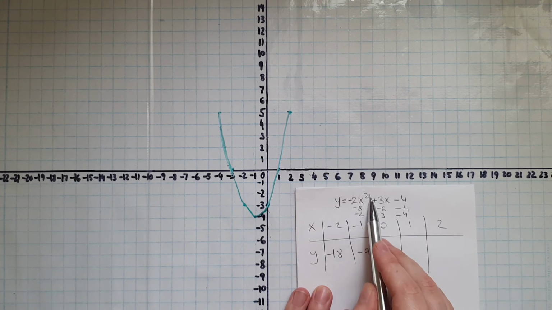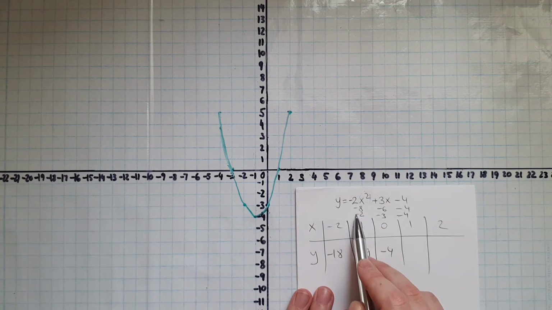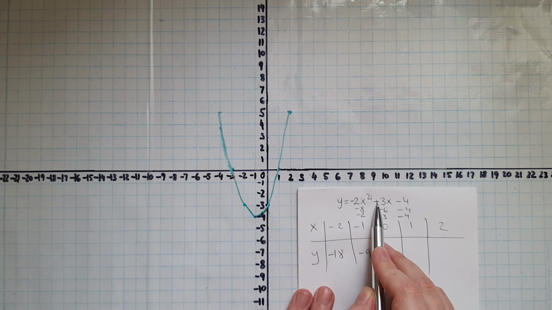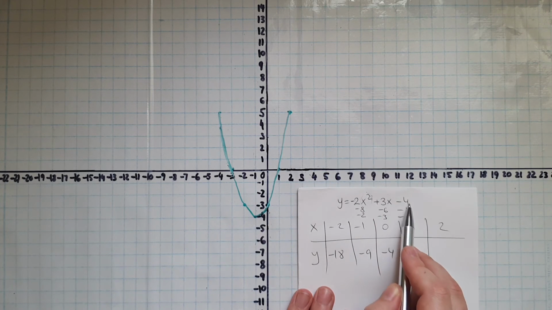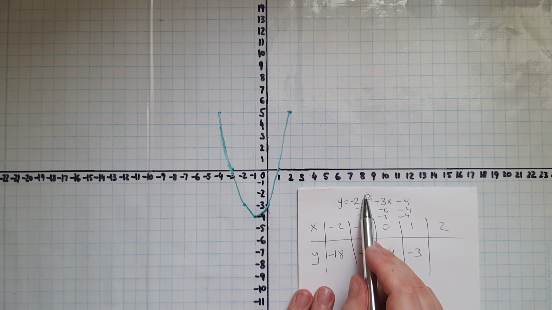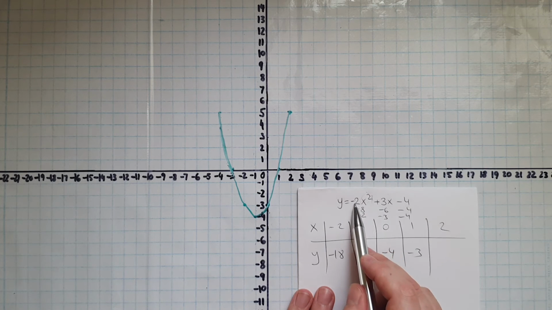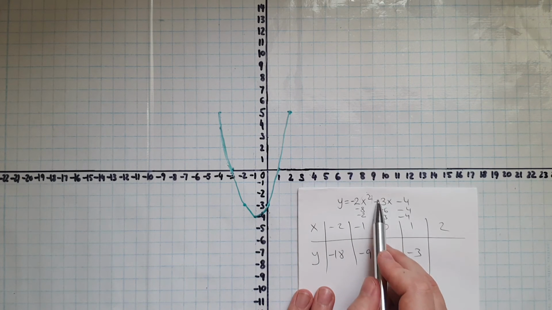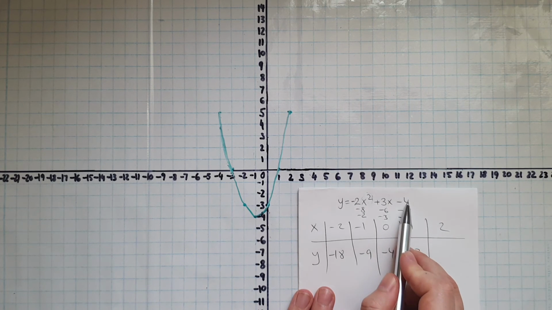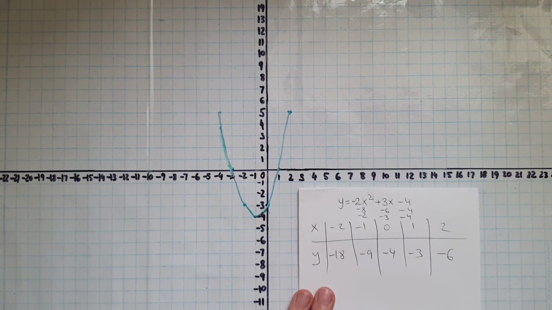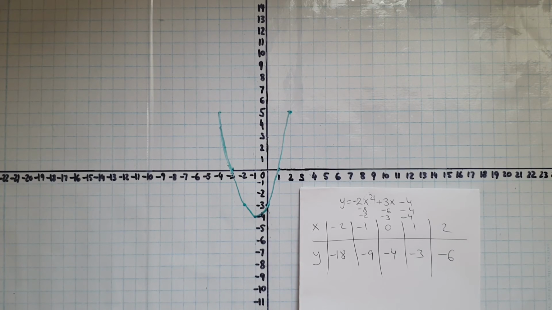When x is 1, so 1 times negative 2 gives us negative 2. Negative 2 add 3 gives us 1. Take away 4 gives us negative 3. When x is 2, we get 4 times negative 2, which is negative 8. Negative 8 add 6 gives us negative 2. Take away 4 gives us negative 6. Let's now plot these points.